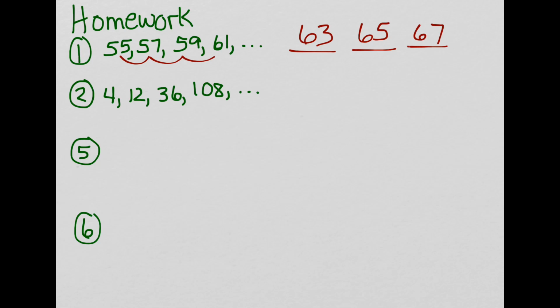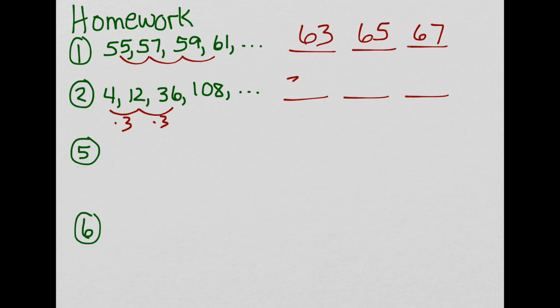Let's do number 2. Again, you have to find the next 3 terms in the sequence, but oh, this is that tricky one where we're not adding 8 every time. At first you might think so, but when you check it, oh, 12 plus 8 is 20, not 36. So then what's my other choice? Maybe I'm multiplying by something. Well, 4 times 3 is 12, and 12 times 3 is 36. So that's the one where we are going to have to multiply.